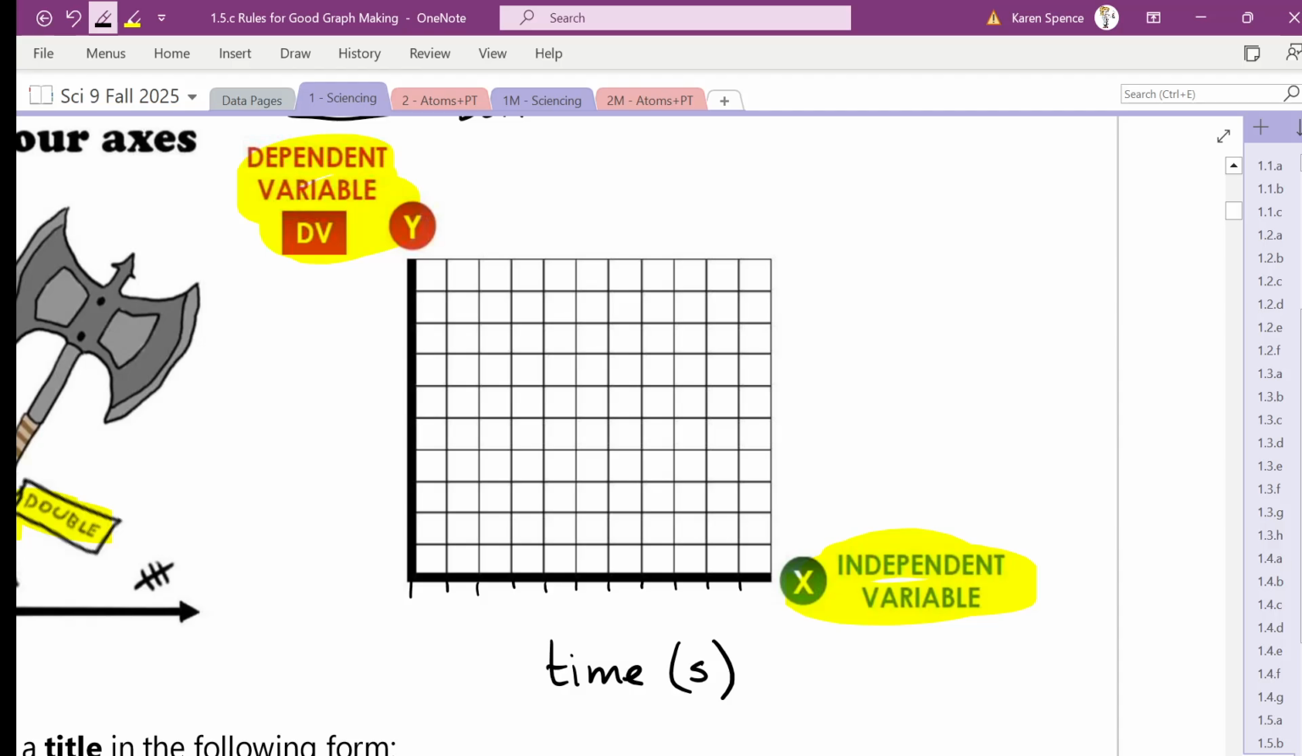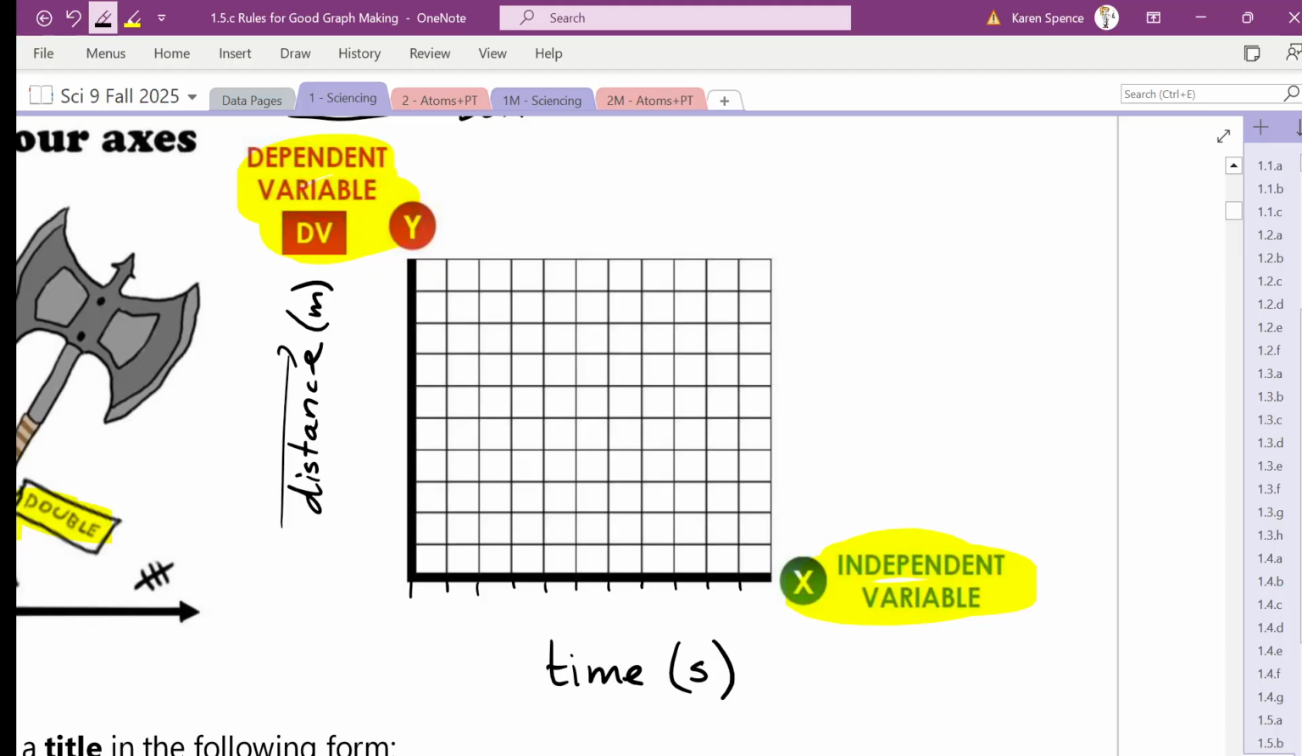Our dependent variable is distance. Now, I'm going to write it sideways so that you learn which direction to write it sideways. If you're writing sideways, you're going to write it up. You're going to write this way. So it's going to be distance. And then that's going to be in meters.